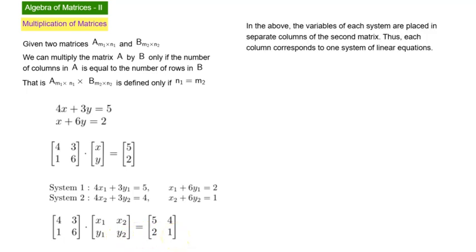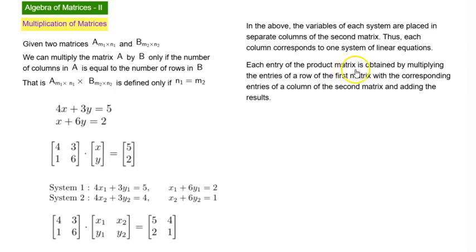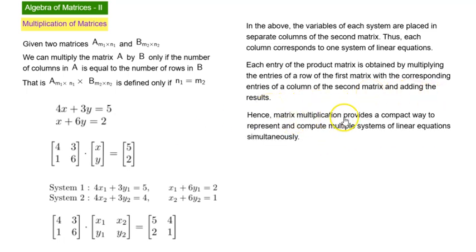So here, the variables of each system are placed in separate columns of the second matrix. Thus, each column corresponds to one system of linear equations. Each entry of the product matrix is obtained by multiplying the entries of a row of the first matrix with the corresponding entries of a column of the second matrix and adding the results. Hence, matrix multiplication provides a compact way to represent and compute multiple systems of linear equations simultaneously.